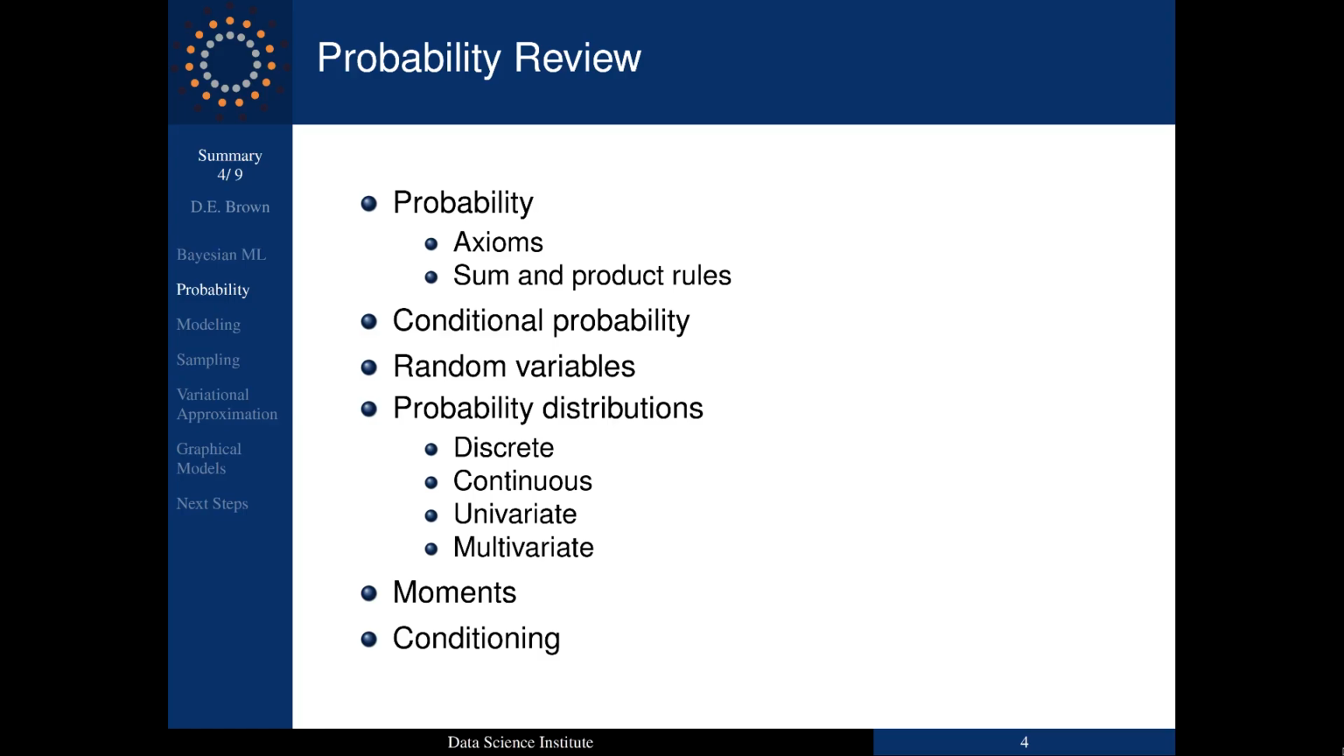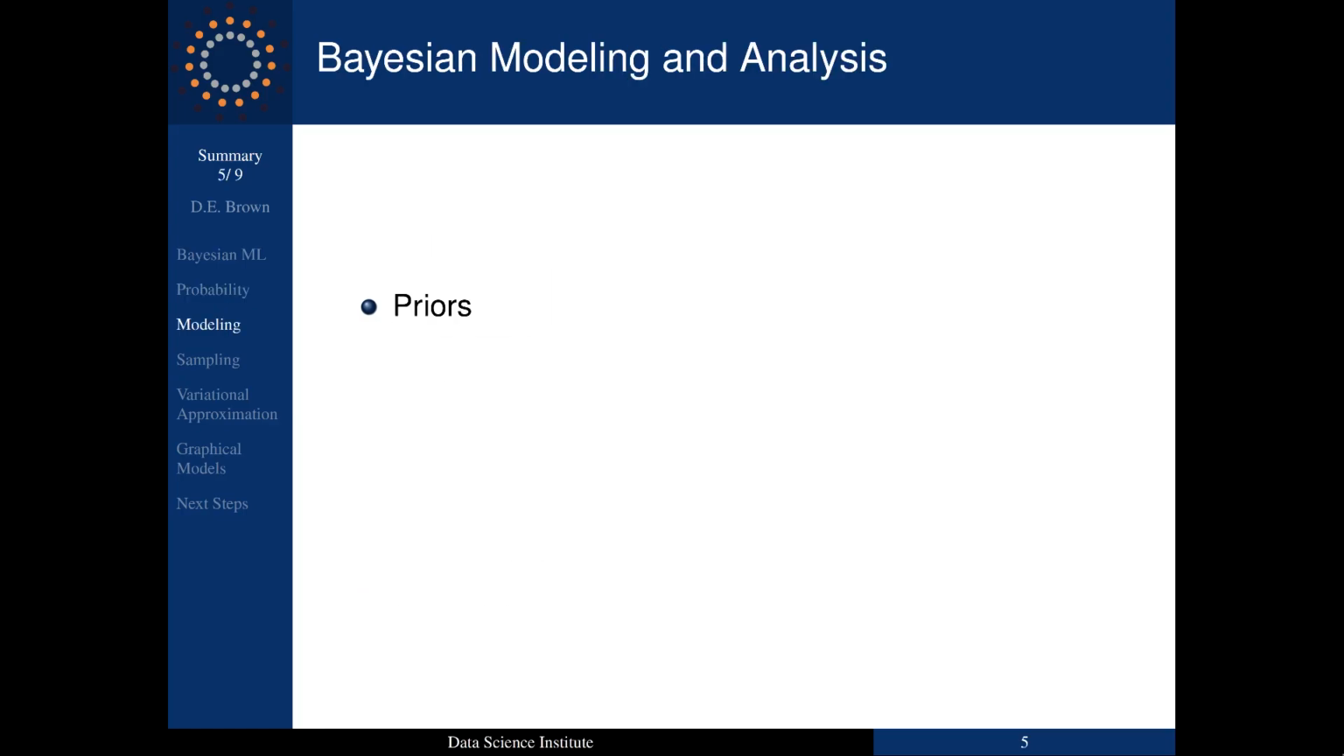In the Bayesian modeling and analysis part of the course, we began by looking at priors, this very important part of Bayesian analysis, and the different ways that you can obtain prior distributions.